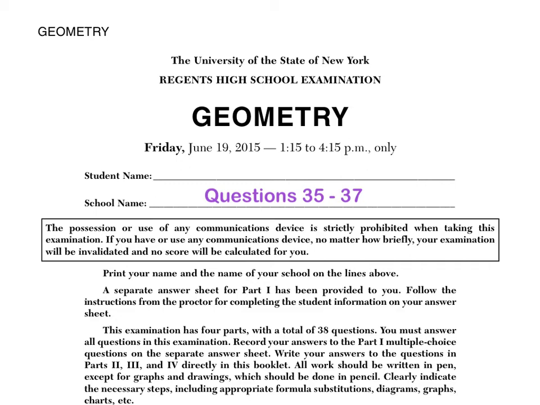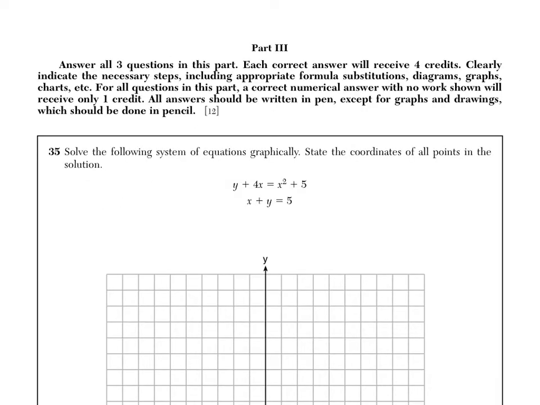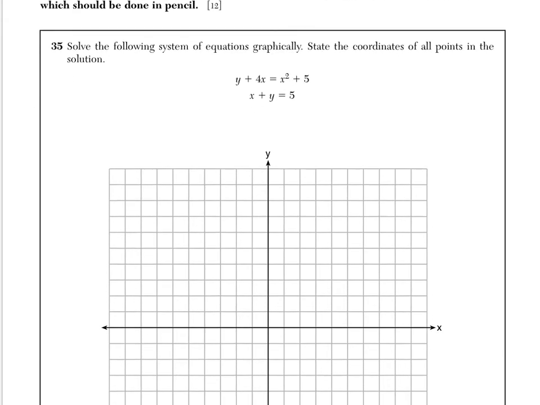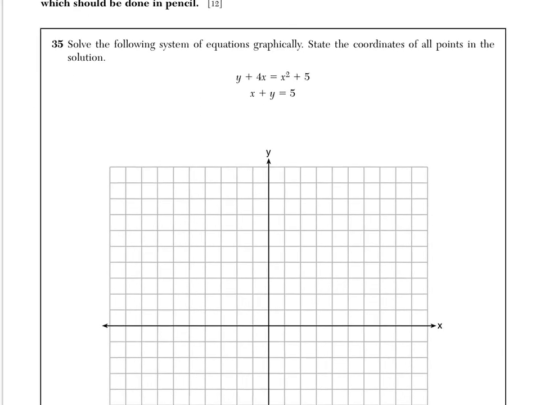This video will cover the Geometry Regents exam from June 2015, questions 35 through 37. Number 35 says, solve the following system of equations graphically. State the coordinates of all points in the solution.